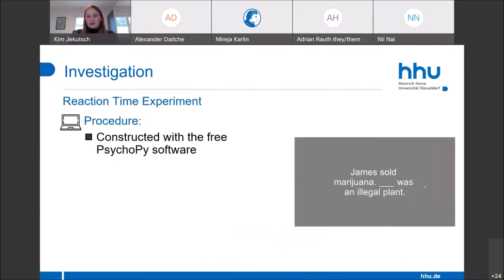Okay, so now we turn to what I think is the most interesting part of my investigation, the procedure. The reaction time experiment was constructed with the free PsychoPy software. After a short introduction, participants were asked to decide which pronoun to put in the gap by clicking T for this and I for it, just similar to the directions I gave you before. Since I assume not everyone here has created or participated in a reaction time experiment before, let me quickly show you what this looked like for the participants. So please take a look at the video on the right.